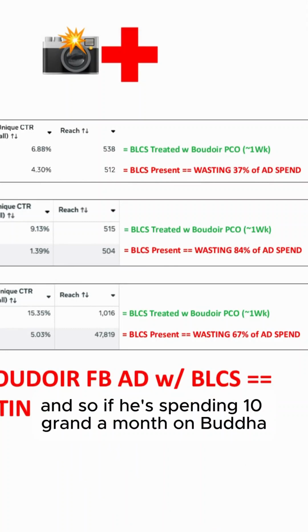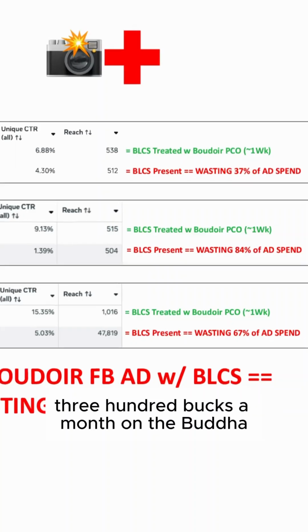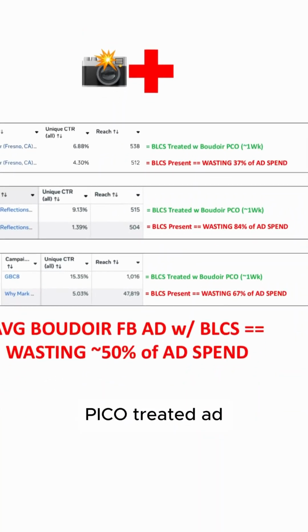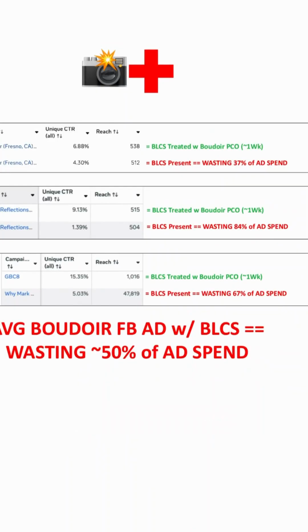And so if he's spending 10 grand a month on Boudoir Facebook ads on that original, he now only has to spend 3,300 bucks a month on the Boudoir Pico treated ad to get his ad into the same number of women's brains in both scenarios.